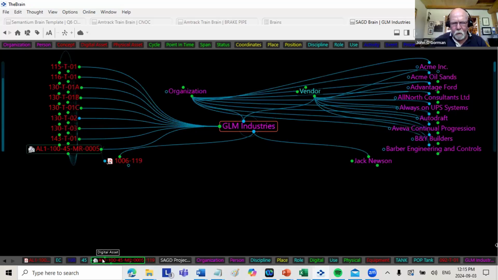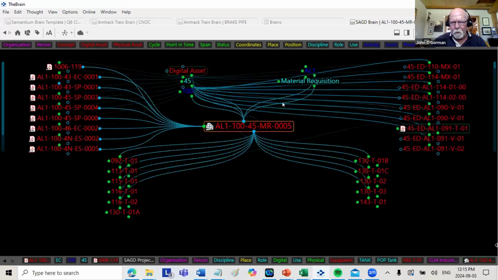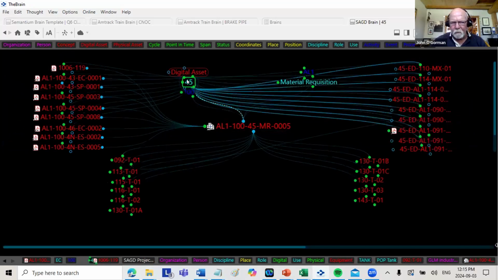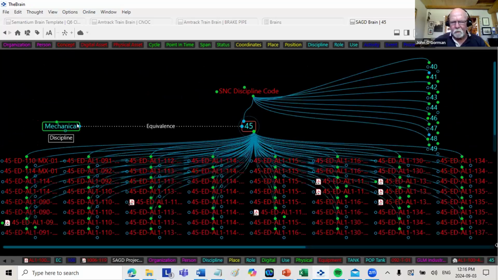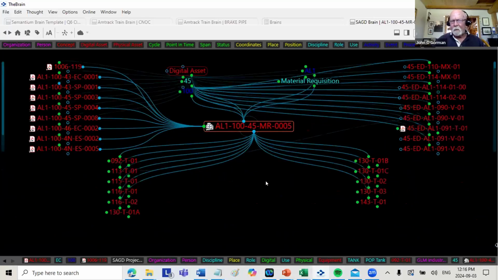And if you look at where these tags come from, or where these tags are associated, or where they started, with something called a material requisition, which has the abbreviation MR up here. 100 refers to an area, 45 is a discipline, and AL1 is the name of the project. So you can see these very, very granular and expandable kind of things. For example, 45 is mechanical engineering. And these are all the documents that are relevant to mechanical engineering. So the facets here are actually acting as a navigation aid.